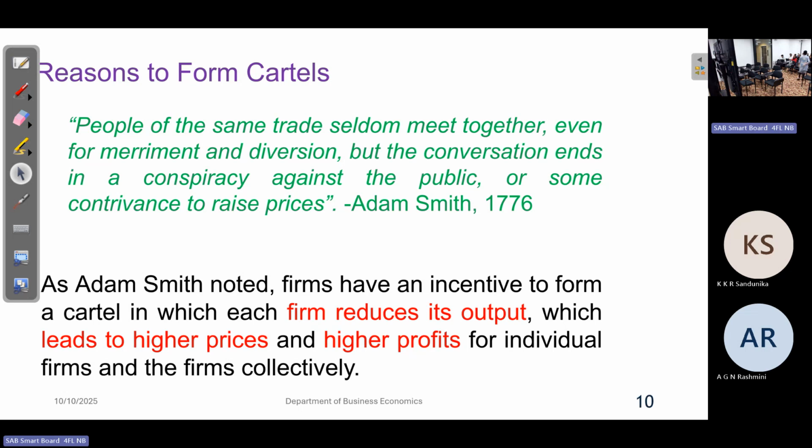Yes, maybe a price competition. Sometimes everybody wants to maximize their profit. So they will try to sell a large number of units.